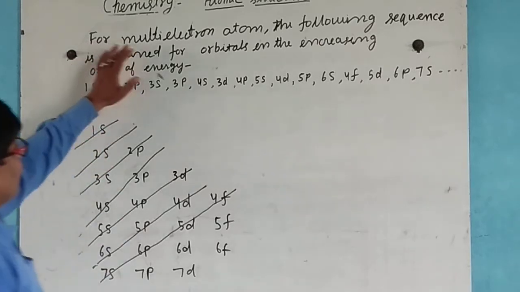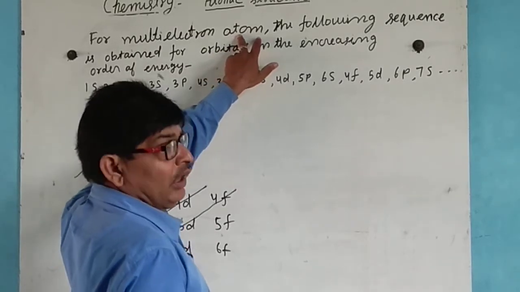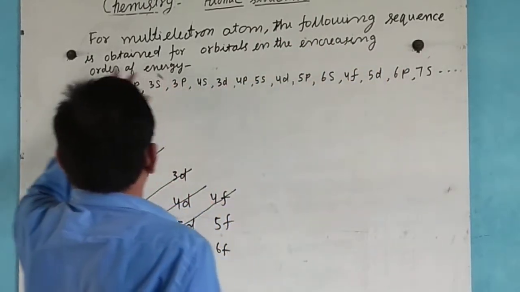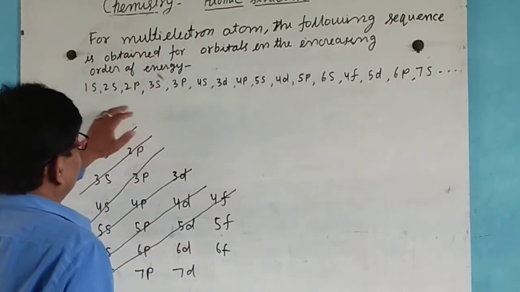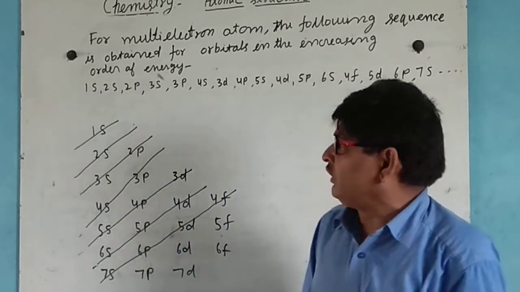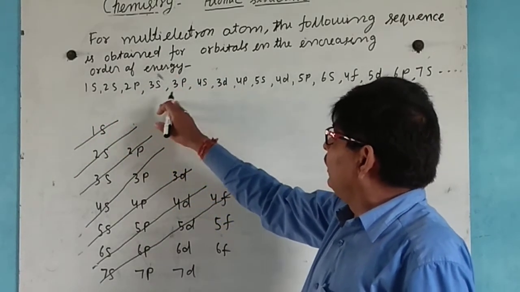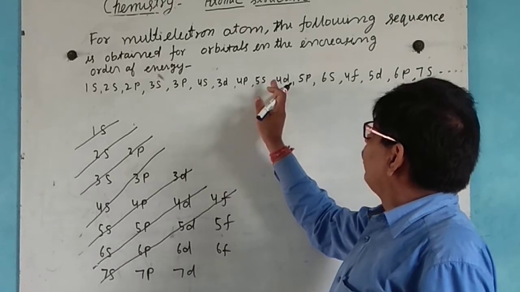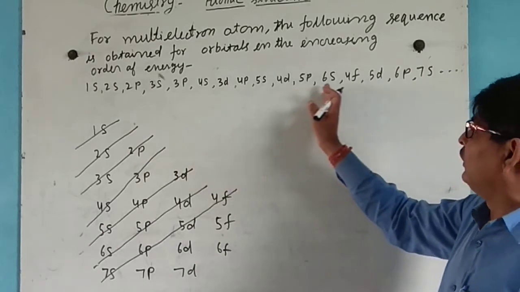Now for multi-electron atoms, that is atoms having two or more electrons, the following sequence is obtained for the orbitals in the increasing order of energy: 1s, 2s, 2p, 3s, 3p, 4s, then 3d, 4p, 5s, after that 4d. This is the order of increasing energy.